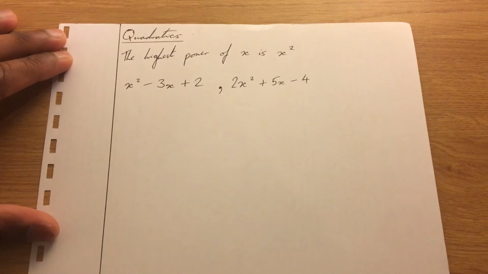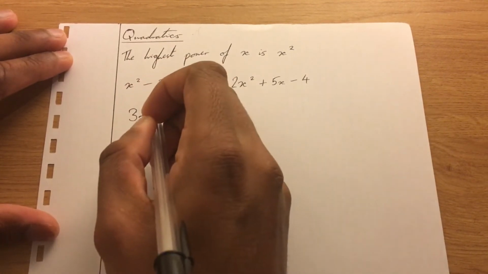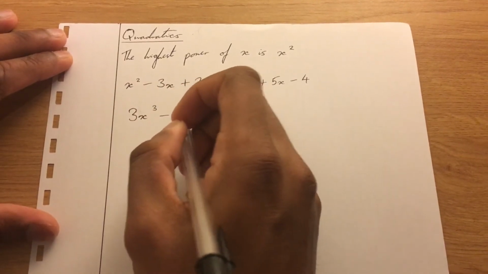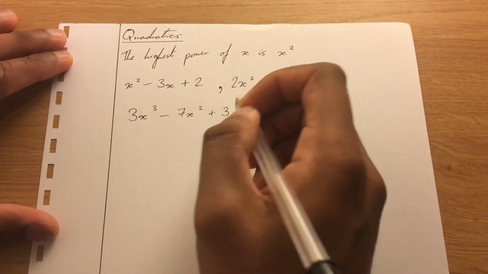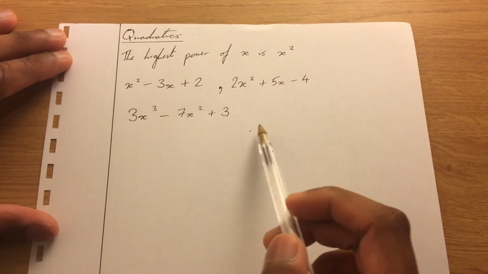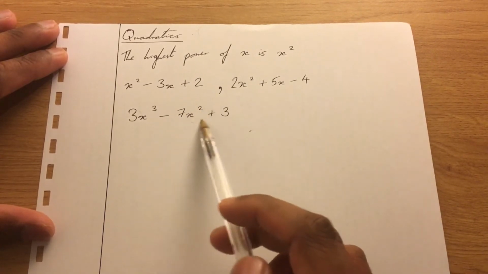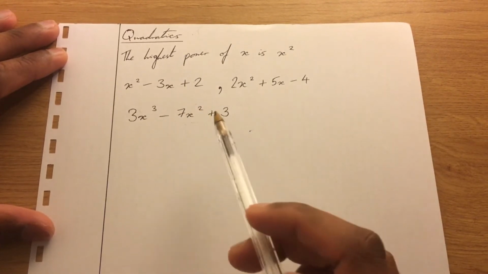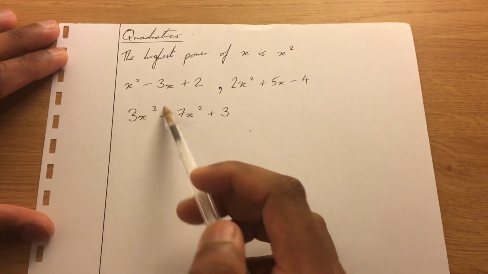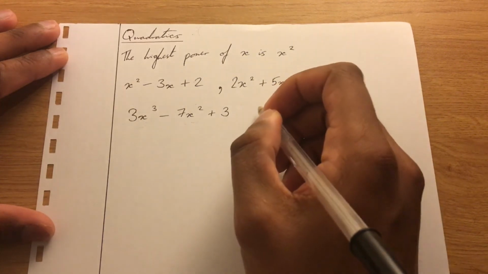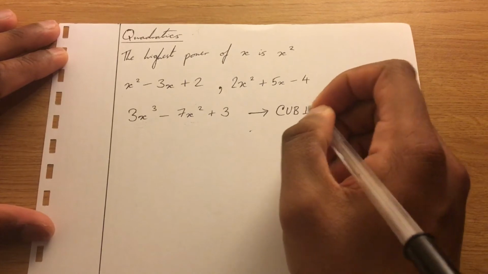Okay, so if I had, for example, the equation 3x cubed minus 7x squared plus 3, this actually would not be a quadratic equation. A lot of people think that because we've got an x squared term, it's going to be a quadratic. However, because we've got an x cubed term, it wouldn't be called a quadratic equation, and hence it would instead be called a cubic equation.